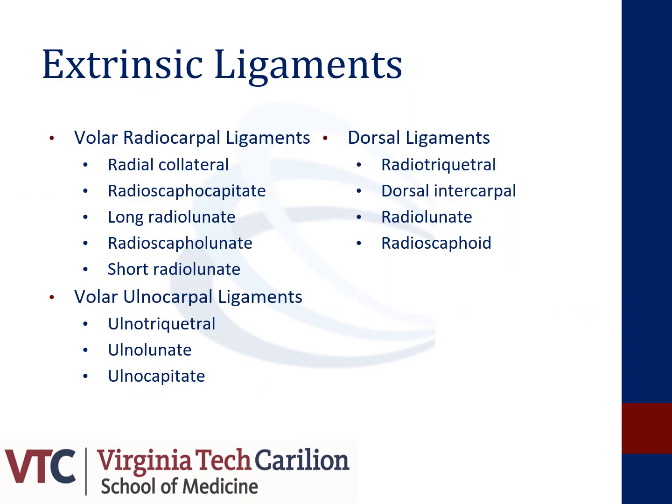Now we'll begin discussing the ligaments which make up each of these entities. To begin, we'll discuss the extrinsic ligaments, which are comprised of the volar radiocarpal ligaments, the volar ulnocarpal ligaments, and the dorsal ligaments. Here is a list of each of those entities.